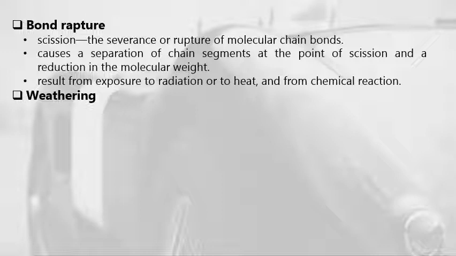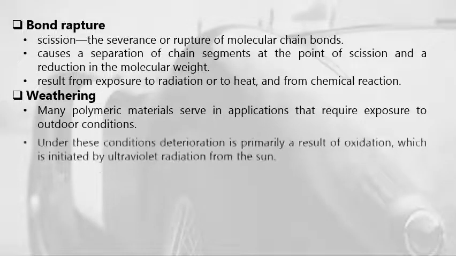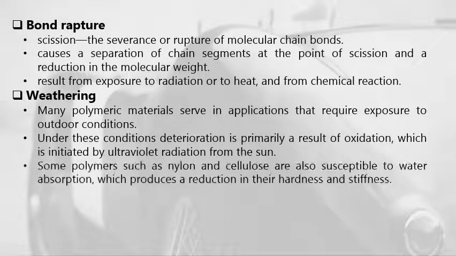We also have this term weathering. In many polymeric materials, which serve in applications that require exposure to outer conditions, weathering is probable. Under these conditions, deterioration is primarily the result of oxidation, which is initiated by ultraviolet radiation from the sun. Some polymers, such as nylon and cellulose, are also susceptible to water absorption, which produces a reduction in their hardness and stiffness. All of these are generally involved in weathering.